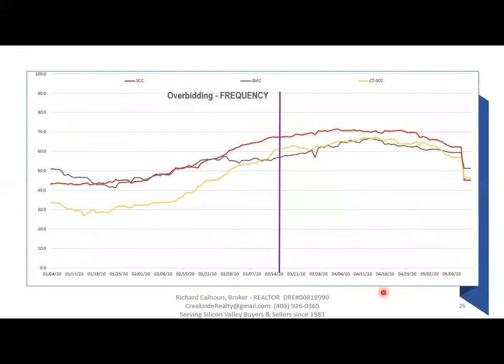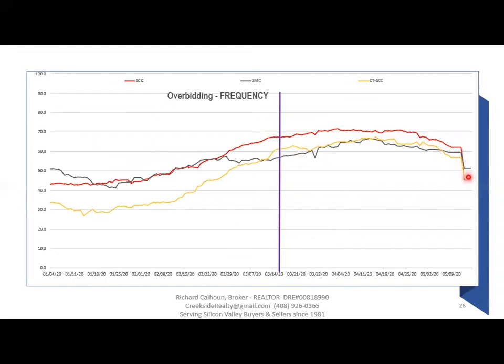Now we're looking at frequency of overbidding. Since we're looking at overbidding, we need to know the sales price. To have the sale price, we have to have the close of escrow. So we have the same pattern as the previous slides, where things stayed level for quite a while past shelter in place, and only recently have they dropped down. This drop down, I think, is real.